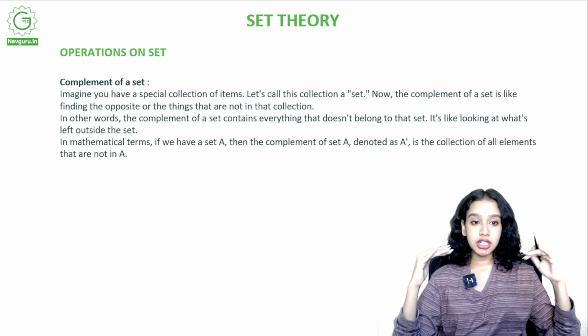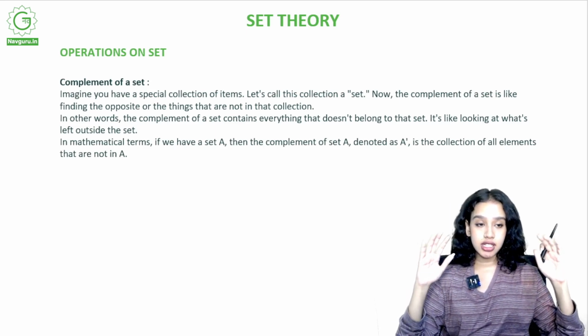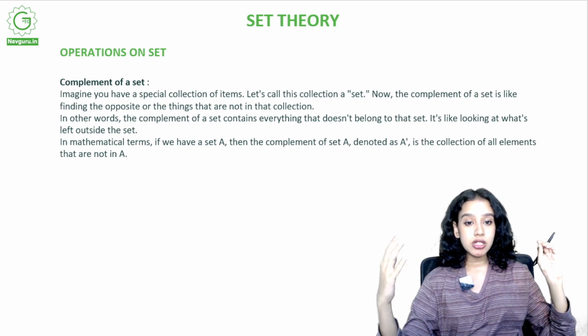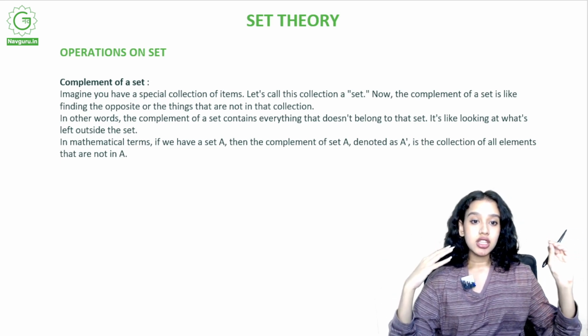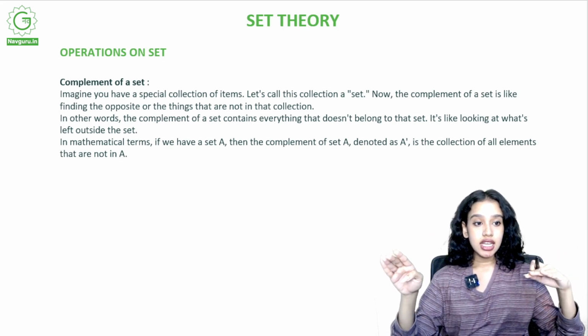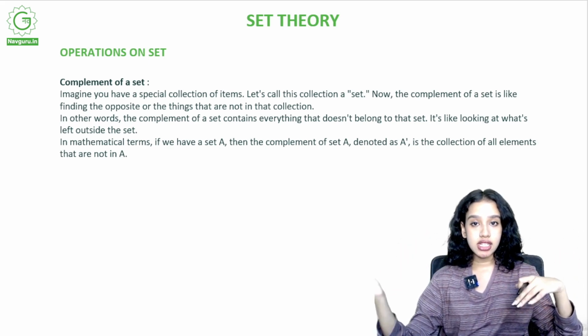Now, complement of a set. Imagine you have a special collection of items. Let's call this collection a set. Now, the complement of a set is like finding the opposite, the things that are not in the collection. The complement of the set contains everything that doesn't belong to that set. It is what's left outside the set.